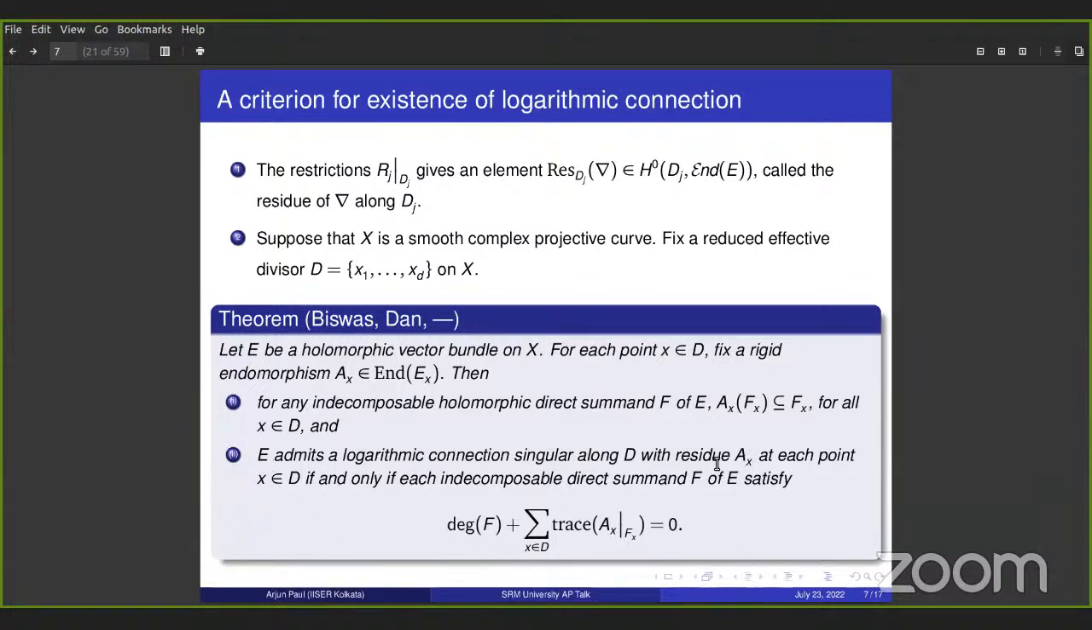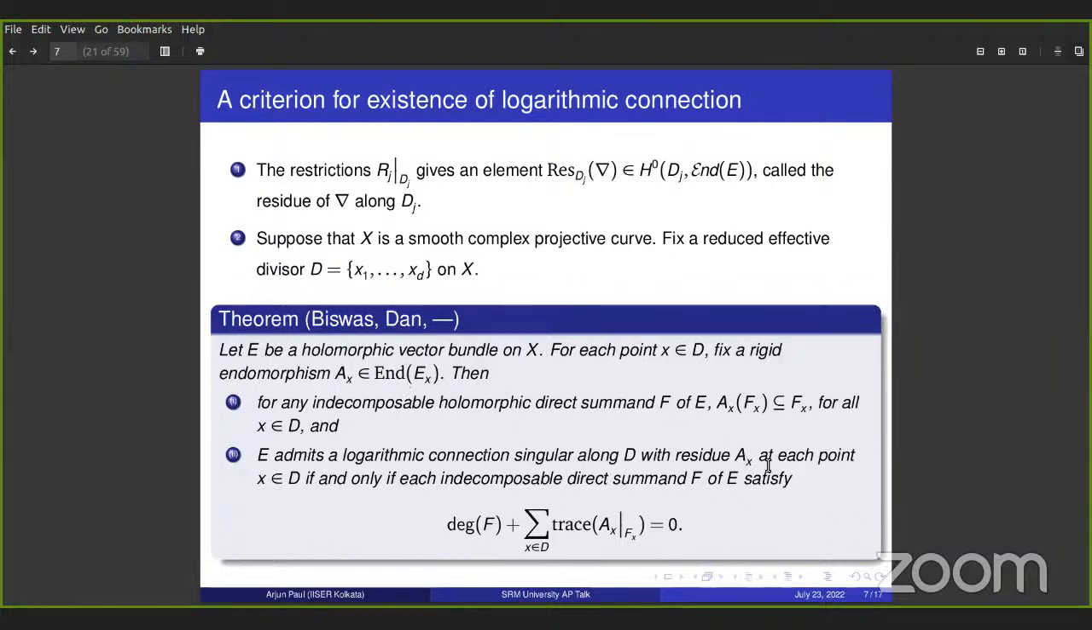So I forgot to include this terminology. Here A_x must be rigid, in the sense that all these endomorphisms of the fibers should commute with all global endomorphisms of the vector bundle E. Okay, then such local endomorphisms of the fiber are called rigid endomorphisms. So rigid means that it should commute with all global sections of the endomorphism bundle of E.